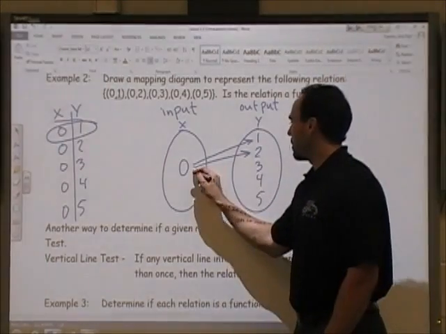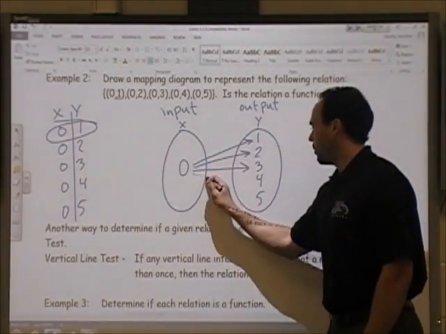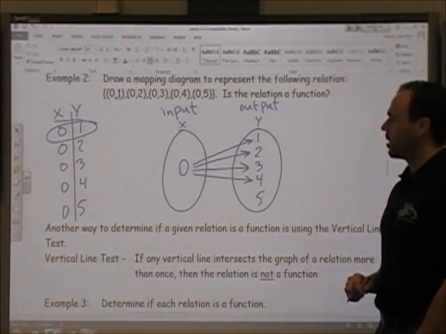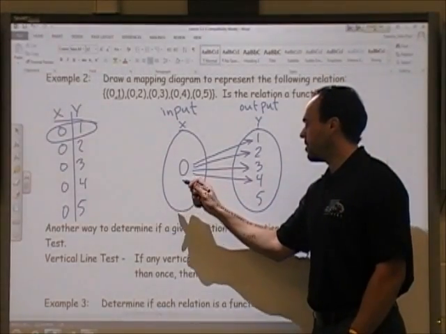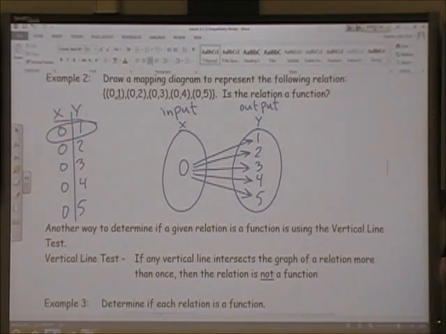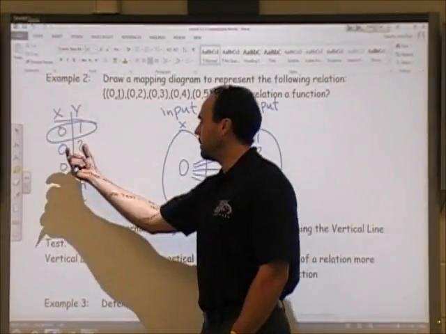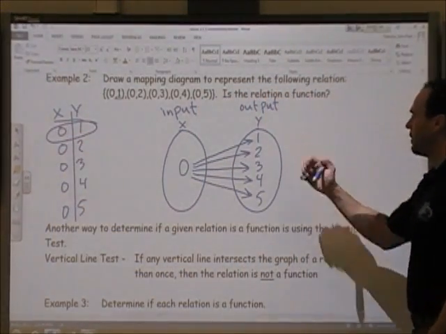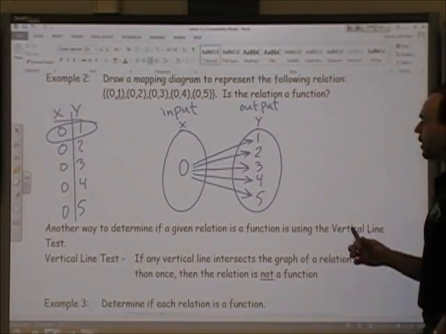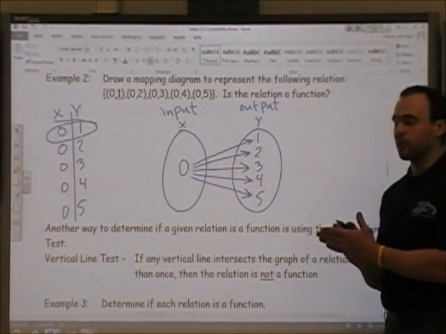My third point, when I plug in 0, I get 3. My fourth point, when I plug in 0, I get 4. And my last point, 0, 5, when I plug in 0, I get 5. And that is what a mapping diagram looks like. Of course, this is one that only involves one input value, one x value, and 5 different output values. Now, looking at this mapping diagram, you should be able to tell me if this is a function or not.